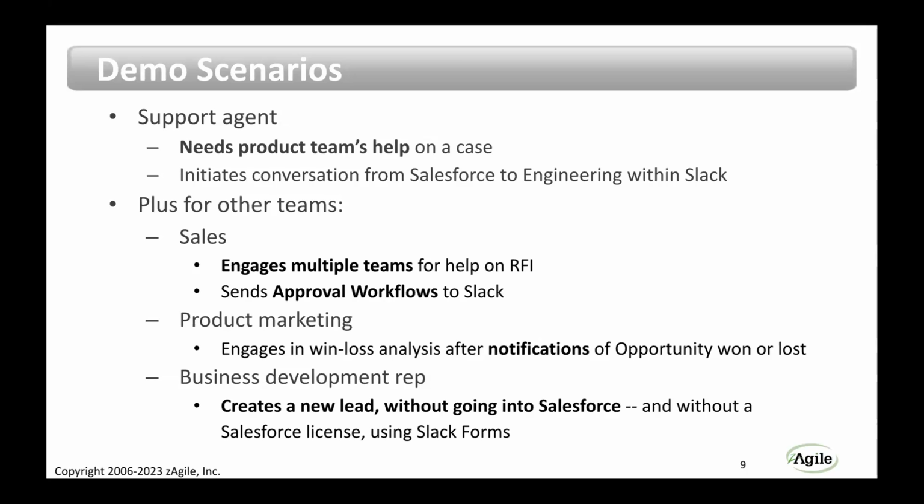Product marketing can engage in win-loss analysis and get notifications if an opportunity is won or lost. So immediately if a loss happens, they can be alerted via Slack and then go back and get more information about that opportunity. A business development lead can create a new lead, and they don't have to go to Salesforce to do that. They can just simply issue a few commands from Slack and boom, a new lead is created just after they've gotten off the phone, for example, with a new prospect.